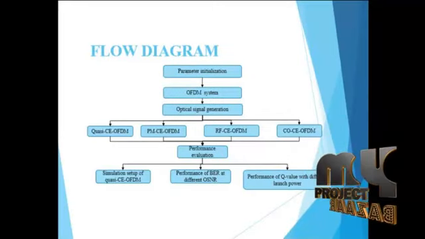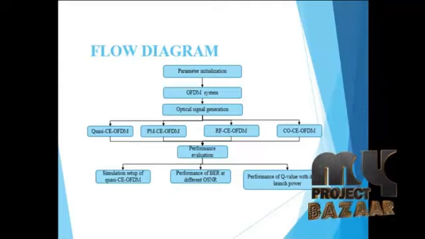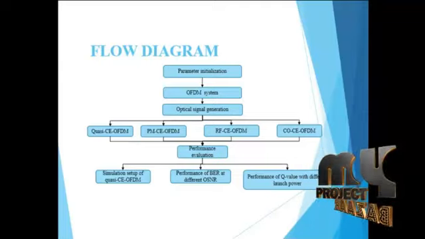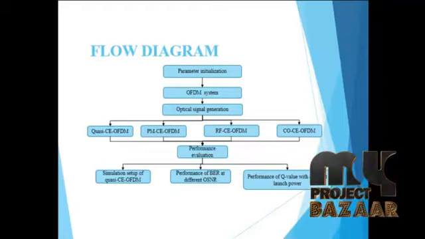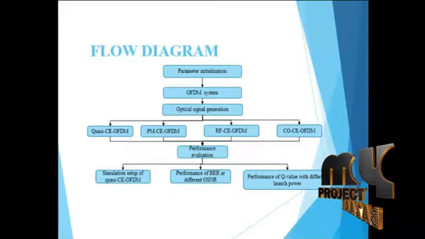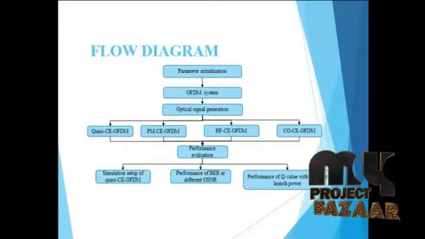In this, the first block is parameter initialization. This is used to initialize all the parameters that are necessary for the project, and we can use them in the coding by initializing them. Then the second block is the OFDM system. This project has been done through the OFDM system.